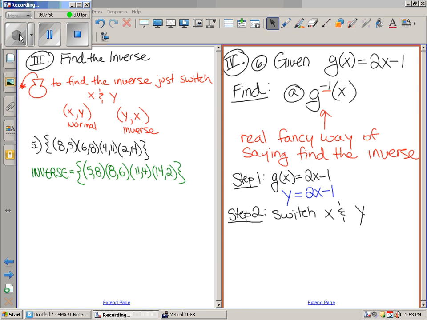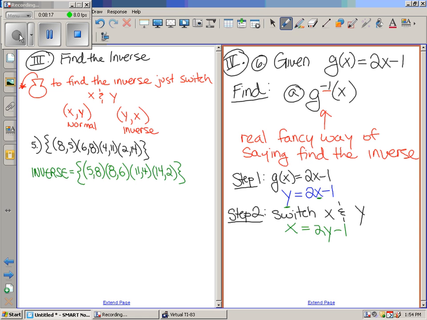All right. Step 2. We're going to switch x and y. So this right here is going to become x. This right here is going to become y. And technically that is the inverse, but we never leave numbers surrounding y, do we?